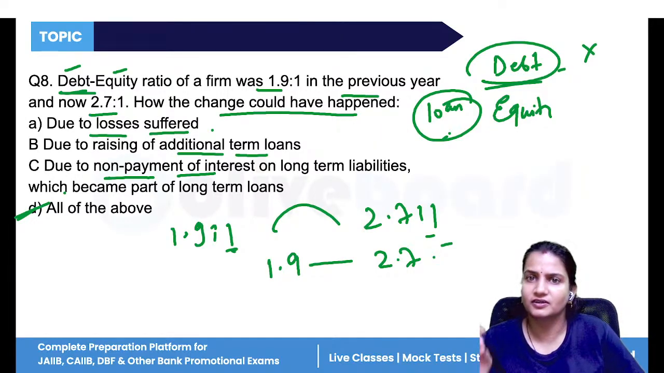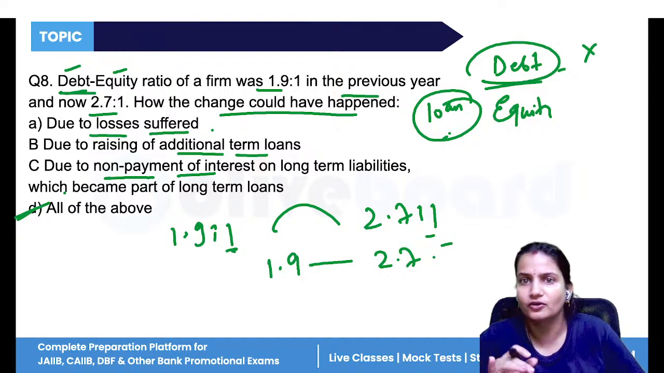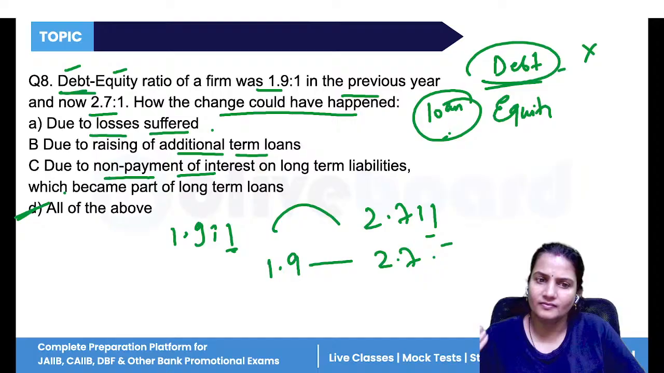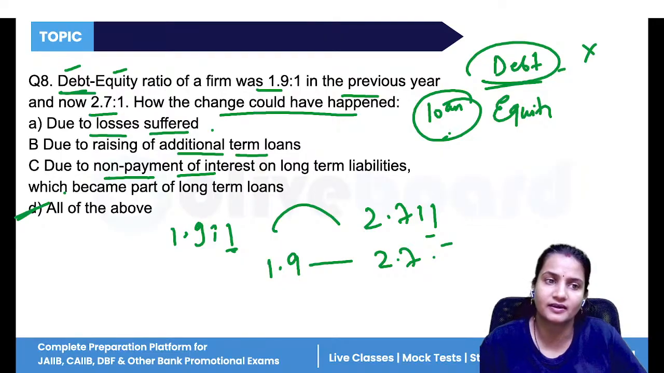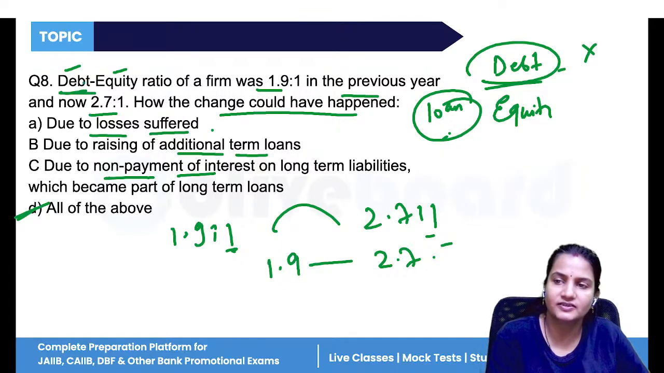Like if you have suffered a loss in your company, then you will take more loan to cover those losses, or to set off your long-term liabilities, you will take more loan. So this is how you will increase debt in your company. And if your debt increases, it means the company is not that healthy.